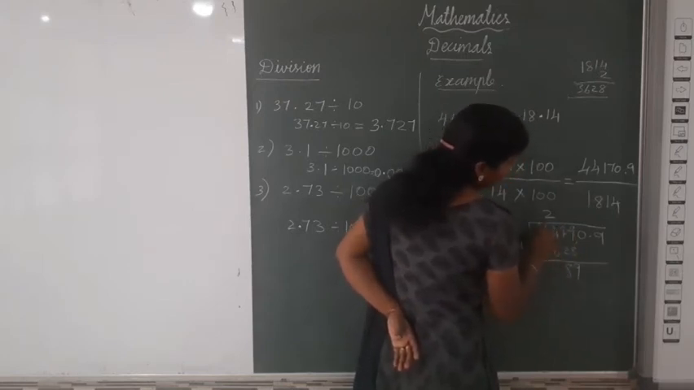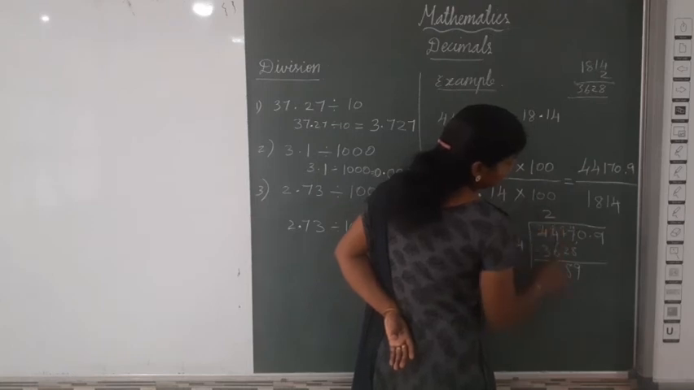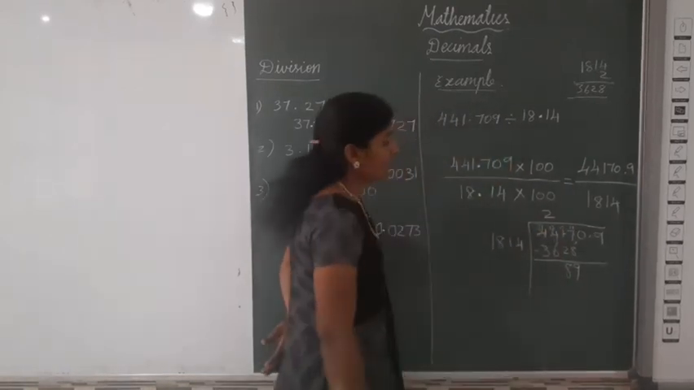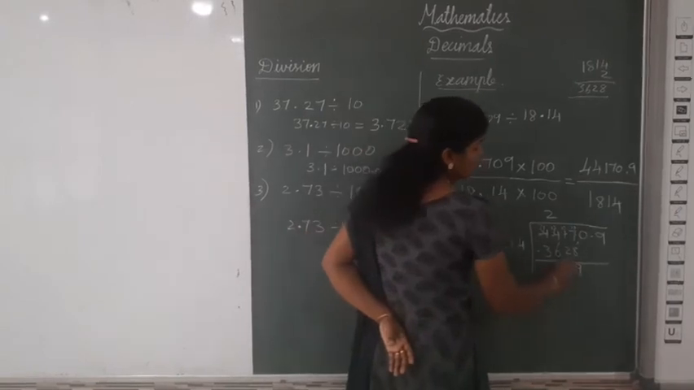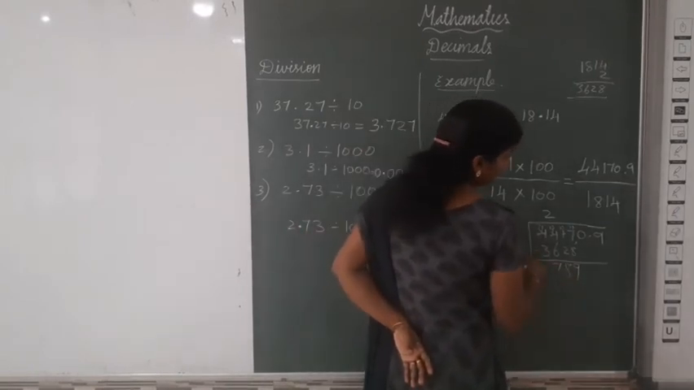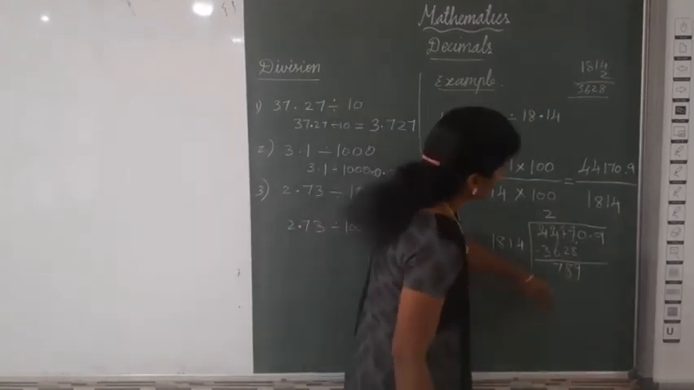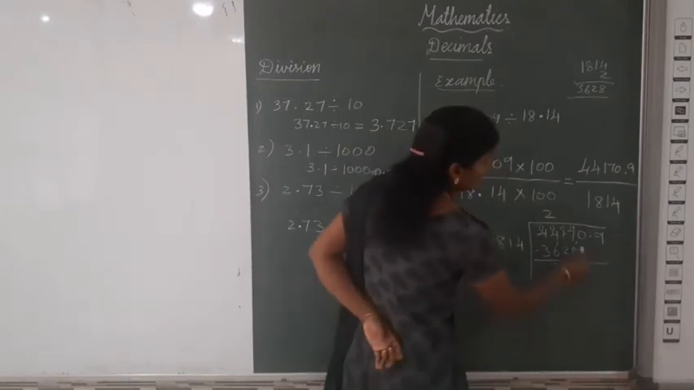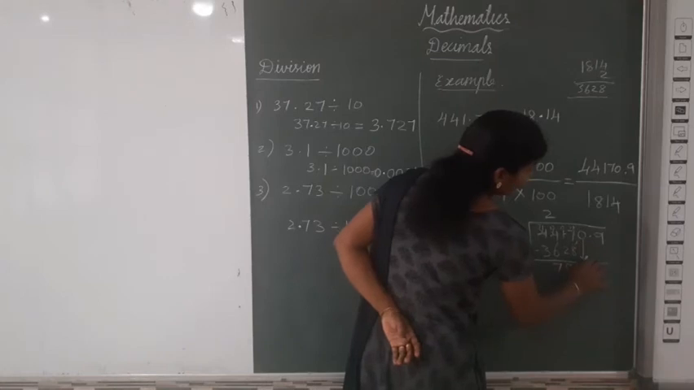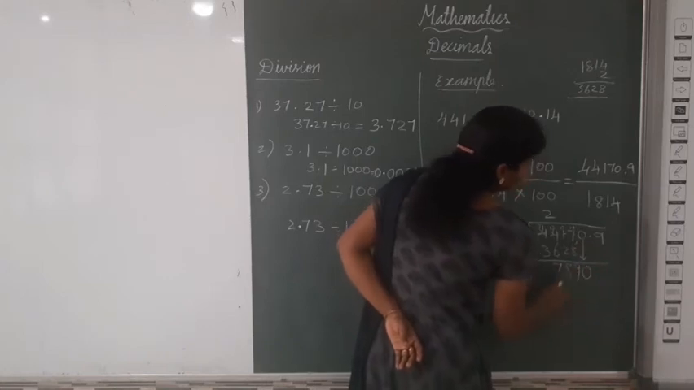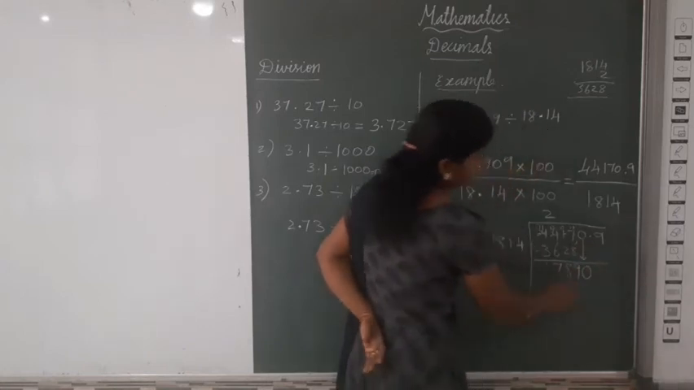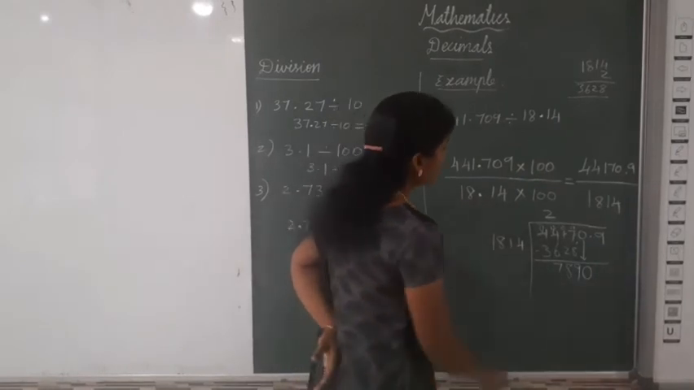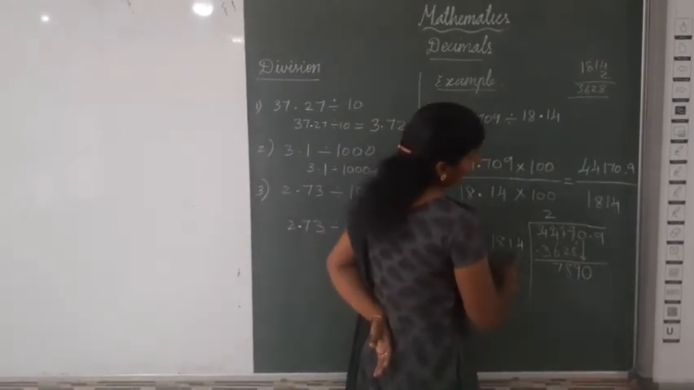Then here also we can take borrow, here 13 minus 6, isn't it? 13 minus 6 is 7. So 3 minus 3 is 0. Now here remainder is 789. Now we can take the next digit, bring down here, 7890. Okay. Now here we can take 3 or 4 times.